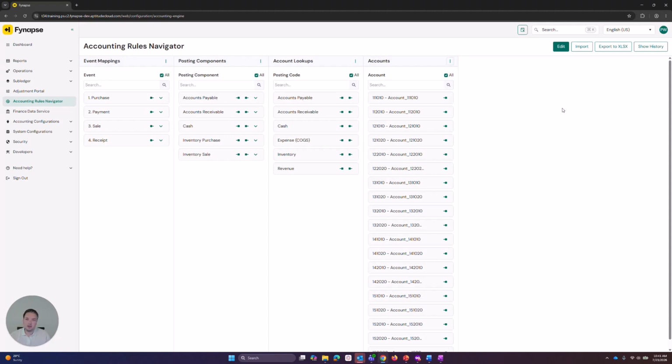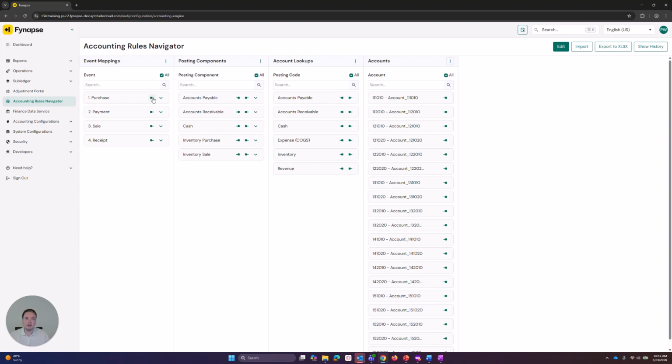Every transaction entering Fynapse follows the same accounting pipeline. Rather than hard-coding debit and credit accounts into one larger rule, the accounting engine makes a series of independent decisions. Each decision builds on the previous one until the correct journal is produced.